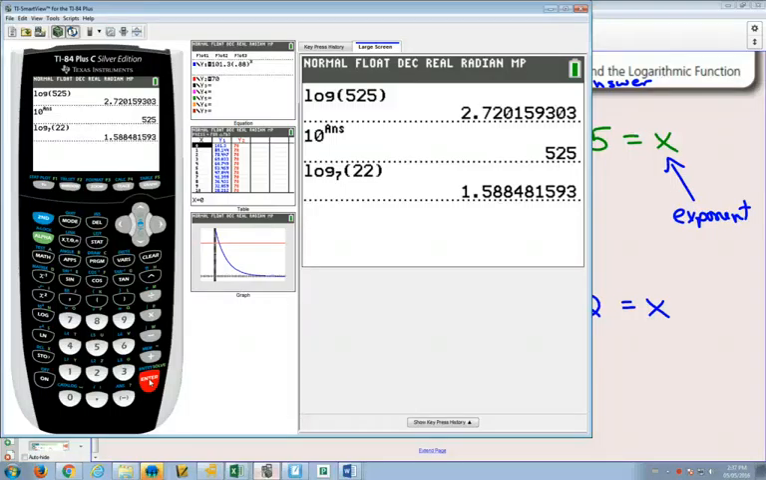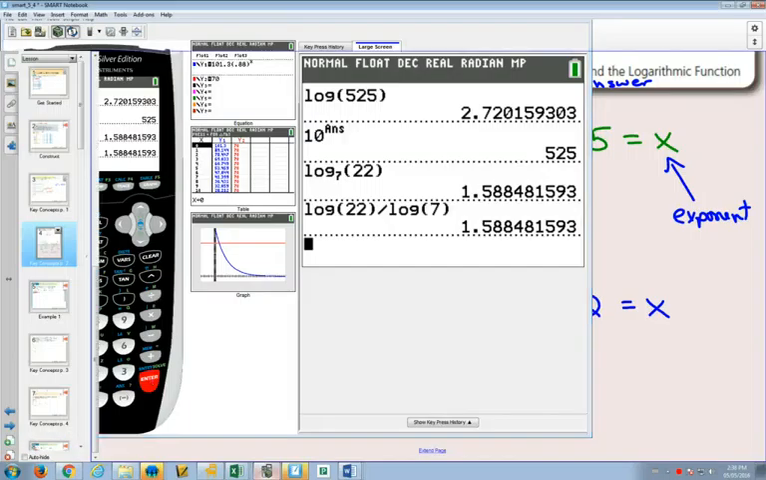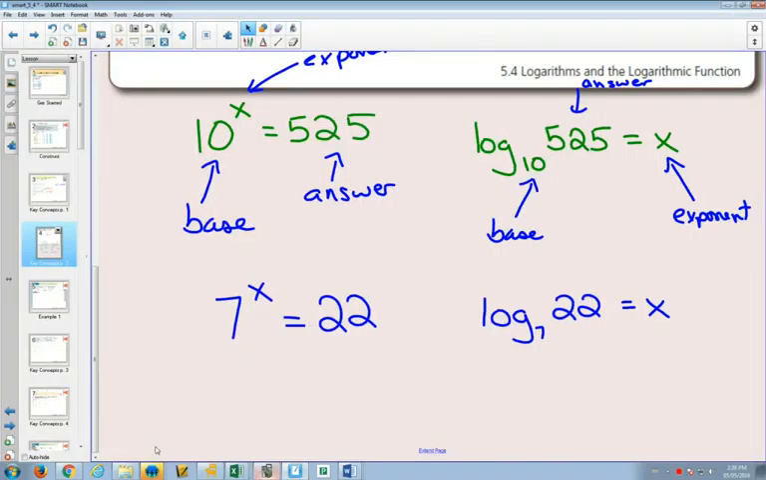If you have a TI-83, you can find this answer, and we'll learn how this works, by doing log of 22 divided by log of 7. If you want to write that down, you can figure it out that way. It's always log of the answer divided by log of the base. So this is the definition of a log, and it becomes very important to be able to know how to switch back and forth.